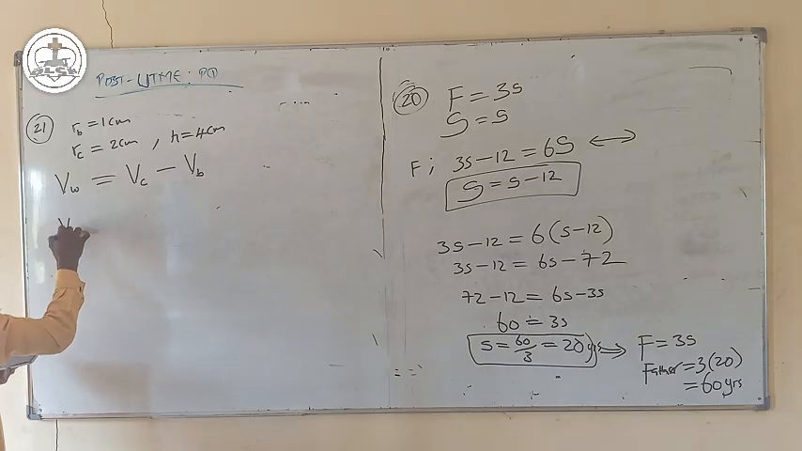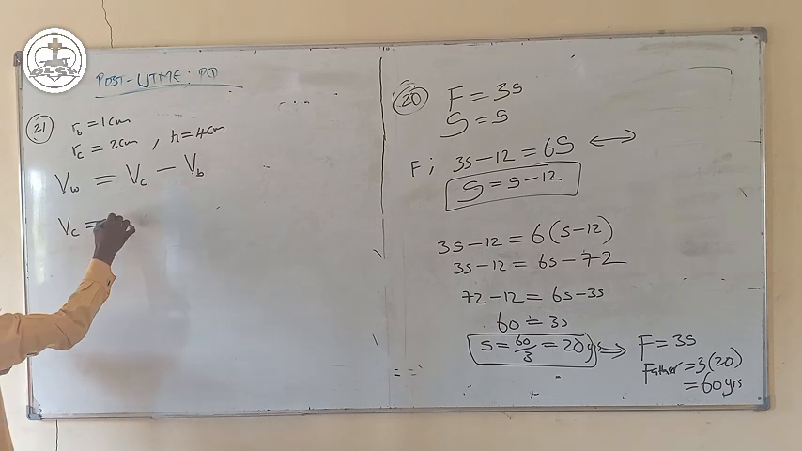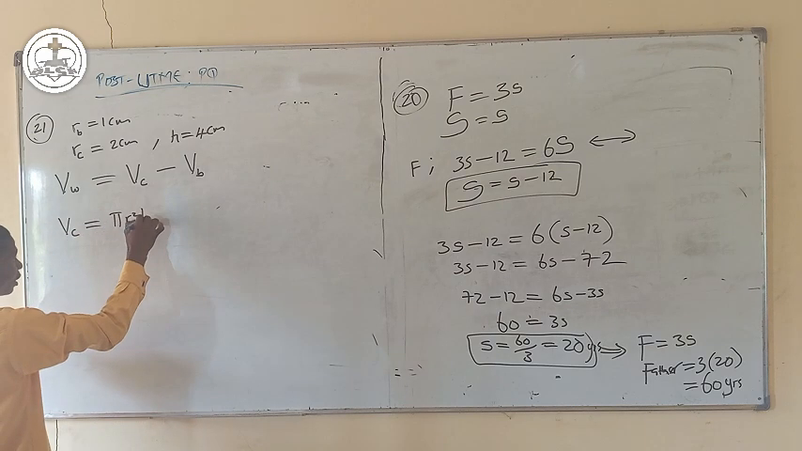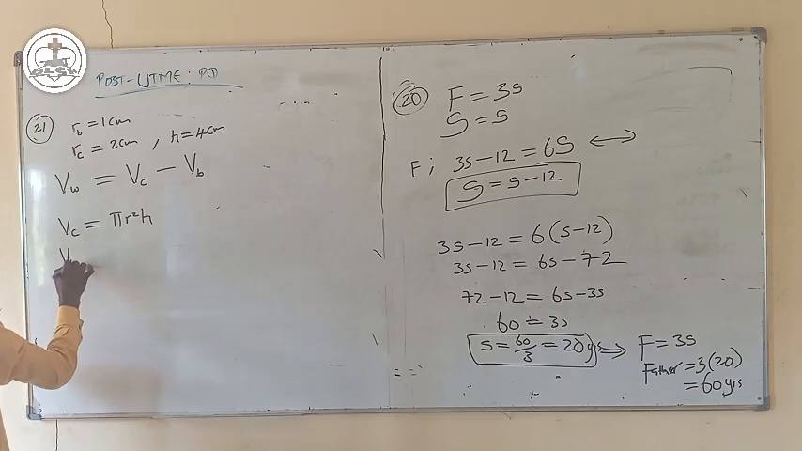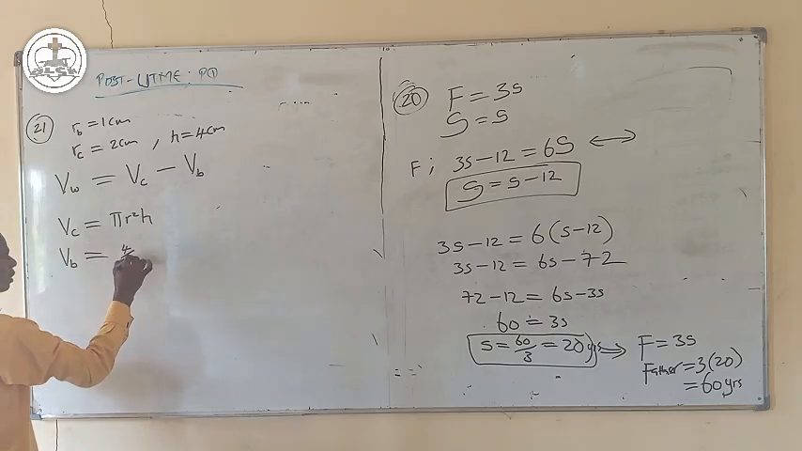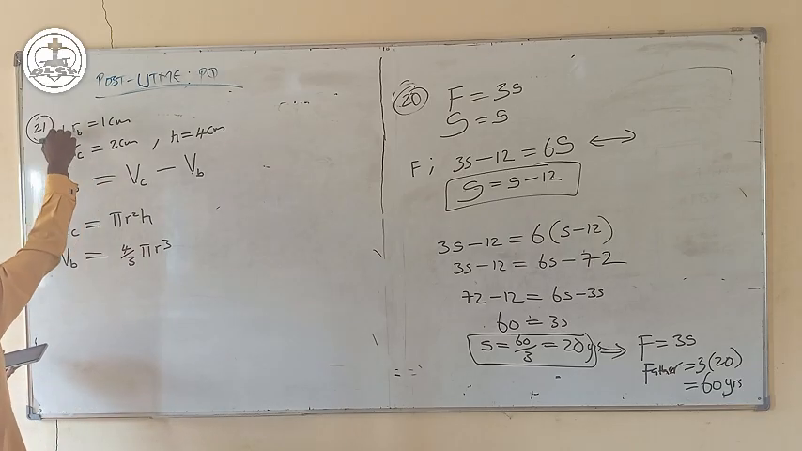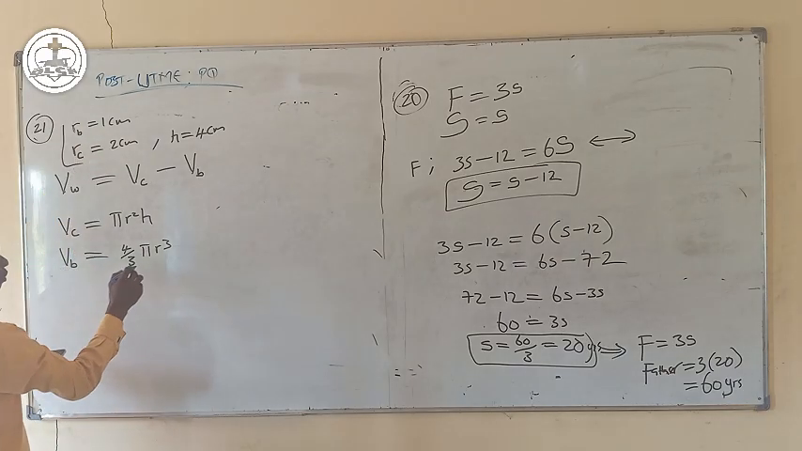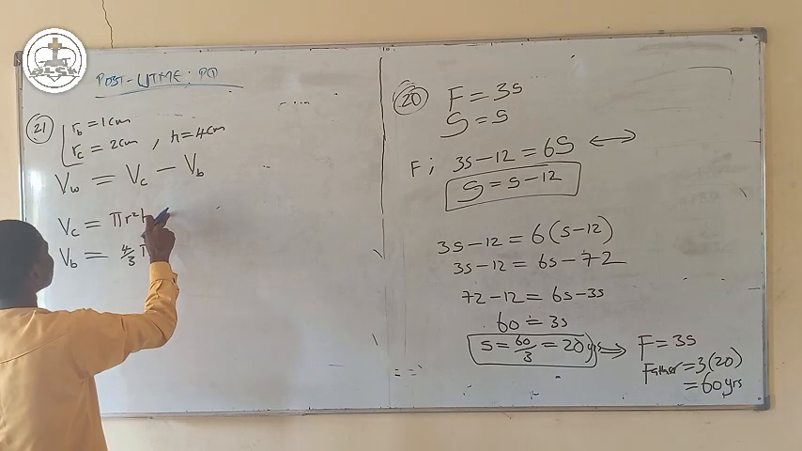So now, our VC, which is the volume of the cylinder, we are going to use the formula for the volume of a cylinder, which is what? Pi r square h. And for VB, we are going to use the volume of a sphere for the steel ball, that's 4 over 3 pi r cube. So now we already know our parameters here. For the ball, the radius is 1 centimeter, and for the cylinder, we have 2 centimeters.